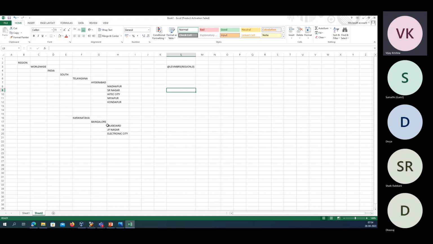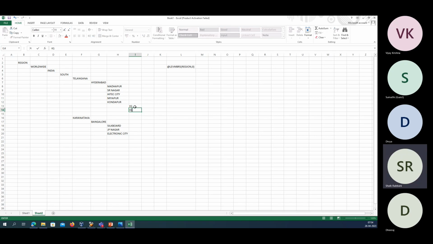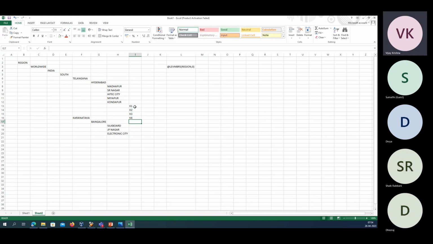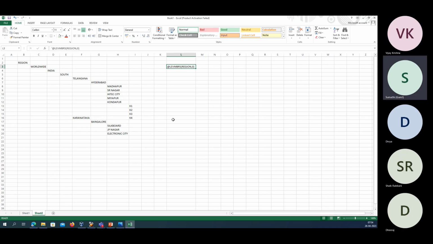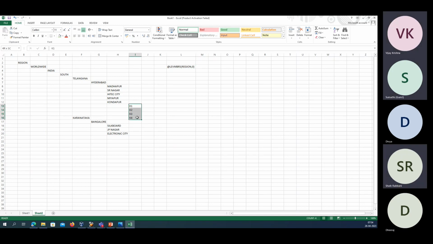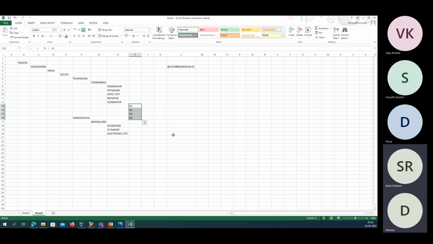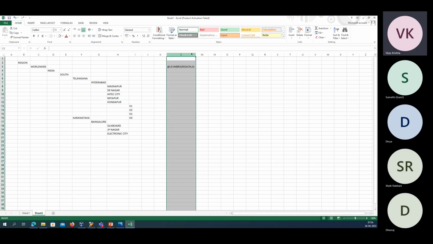Now, for example, under Kondapur, I have K1, K2, K3, and K4. Now, if I ask the system, give me all the level zero members, what do you think the system will bring? K1, K2, K3, K4. Only those? And the other level zero members too, yes, those would be level zero. Which is level zero?